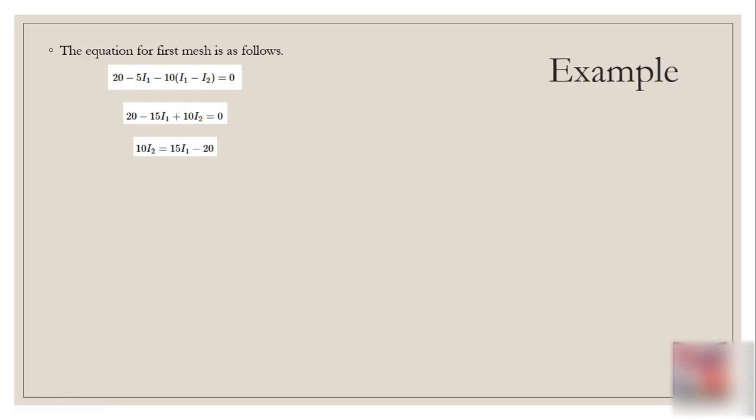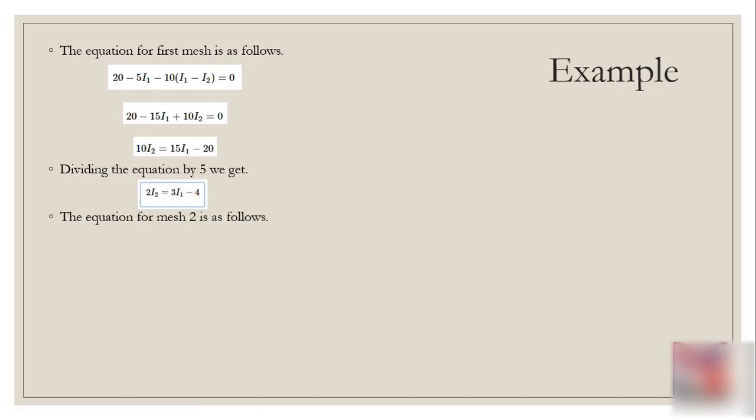It can be written as 10I2 is equal to 15I1 minus 20, which can further be divided by 5. So we get 2I2 is equal to 3I1 minus 4.